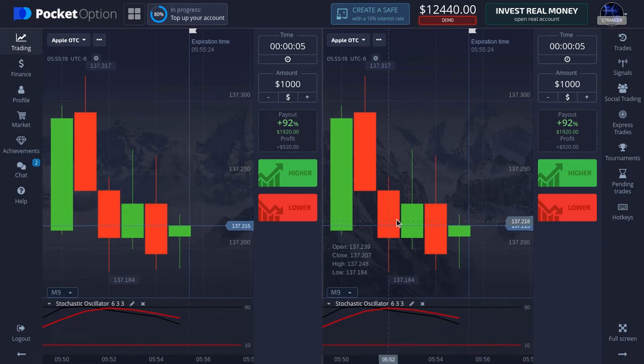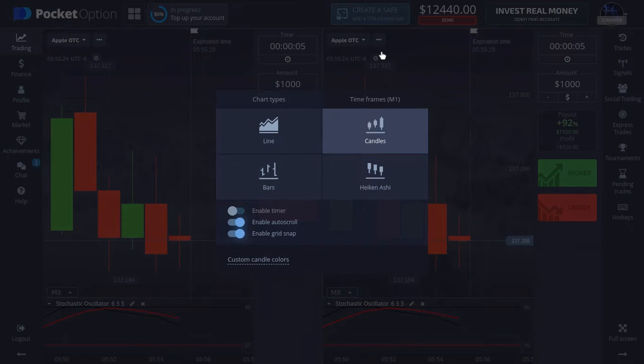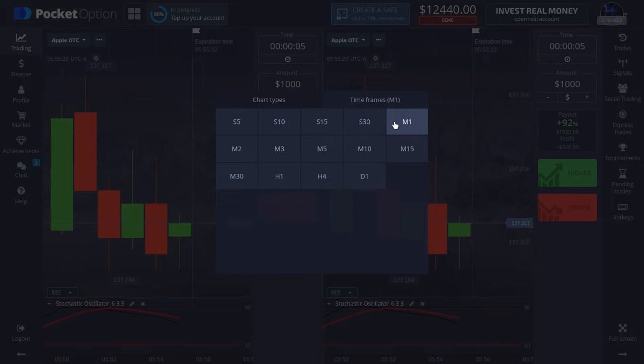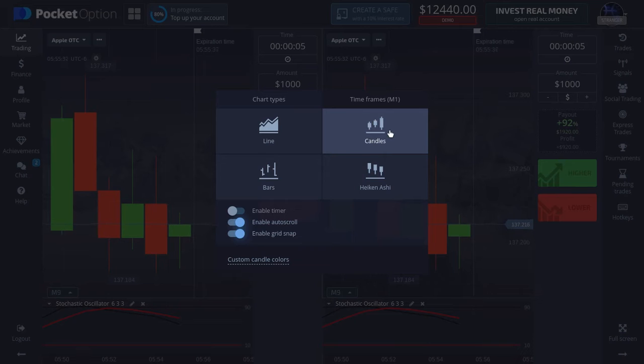So from here, let's just make sure our candles are set up right. You want to go to time frames here, 1 minute candles, okay, and candles. We're not going to use Heikin-Ashi at this time. I've never really used bars. I haven't familiarized myself with it at all. And the line chart we'll use on the other side. Enable timer, enable auto scroll, enable grid snap.